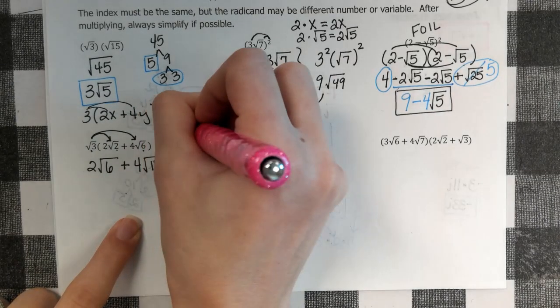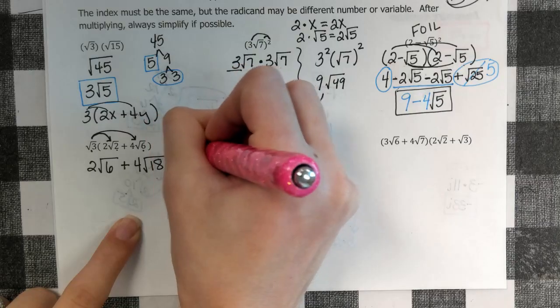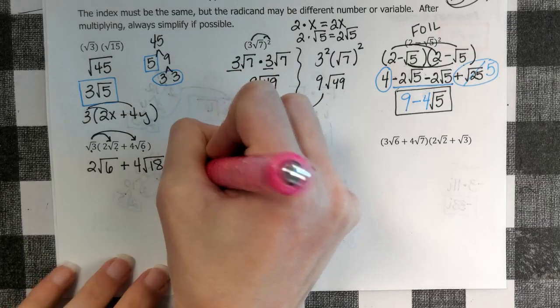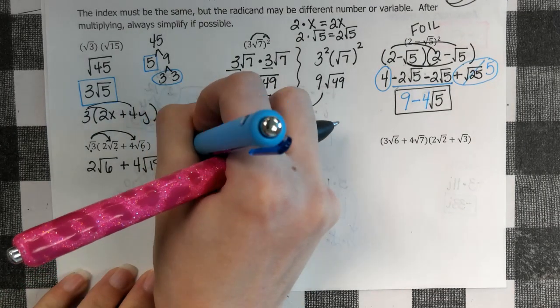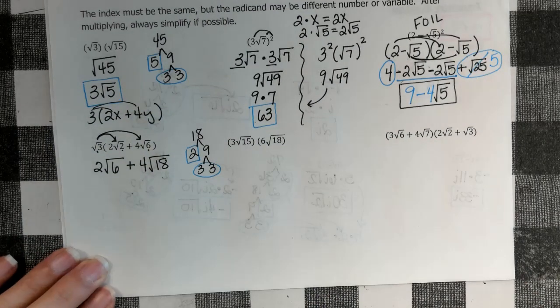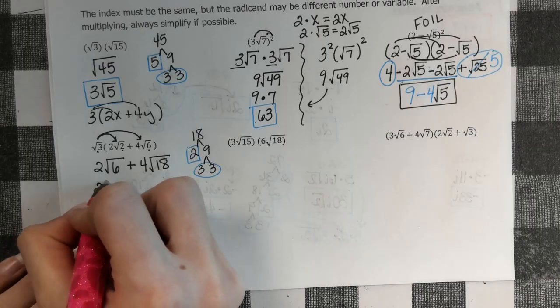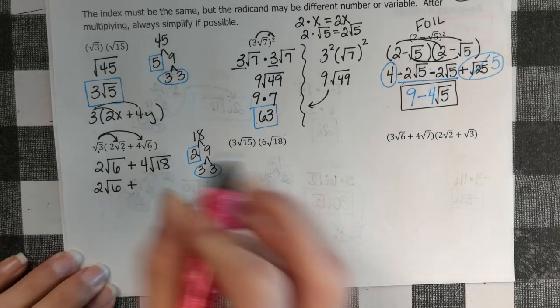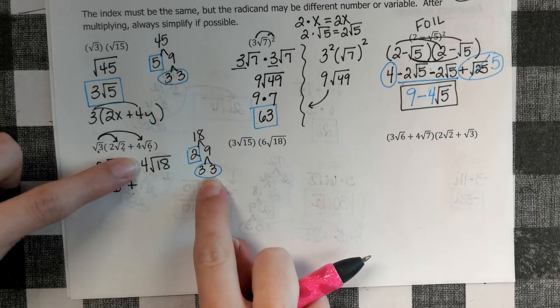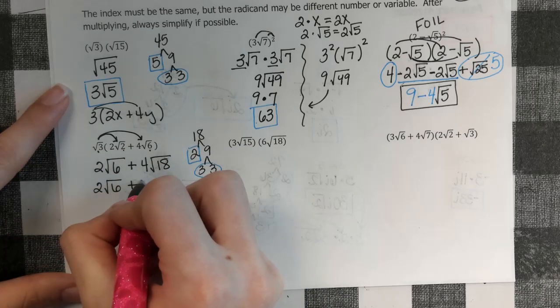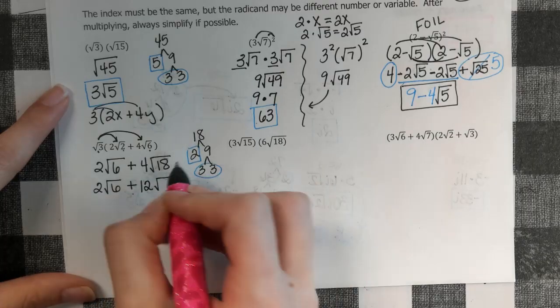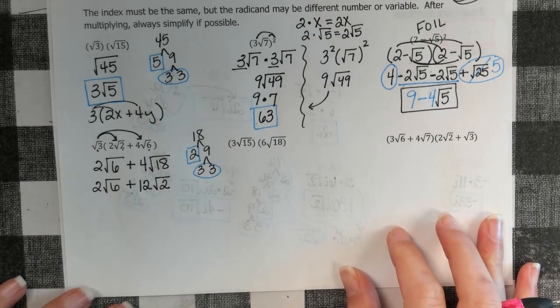Okay. So 18 splits into 2 and 9, which is 3 and 3. So I have a pair of 3s with the 2 left over. So I bring down my 2 square root of 6, plus I'm taking out a 3, but I already have a 4. I multiply those and that becomes 12 square root of the 2 that's left over.